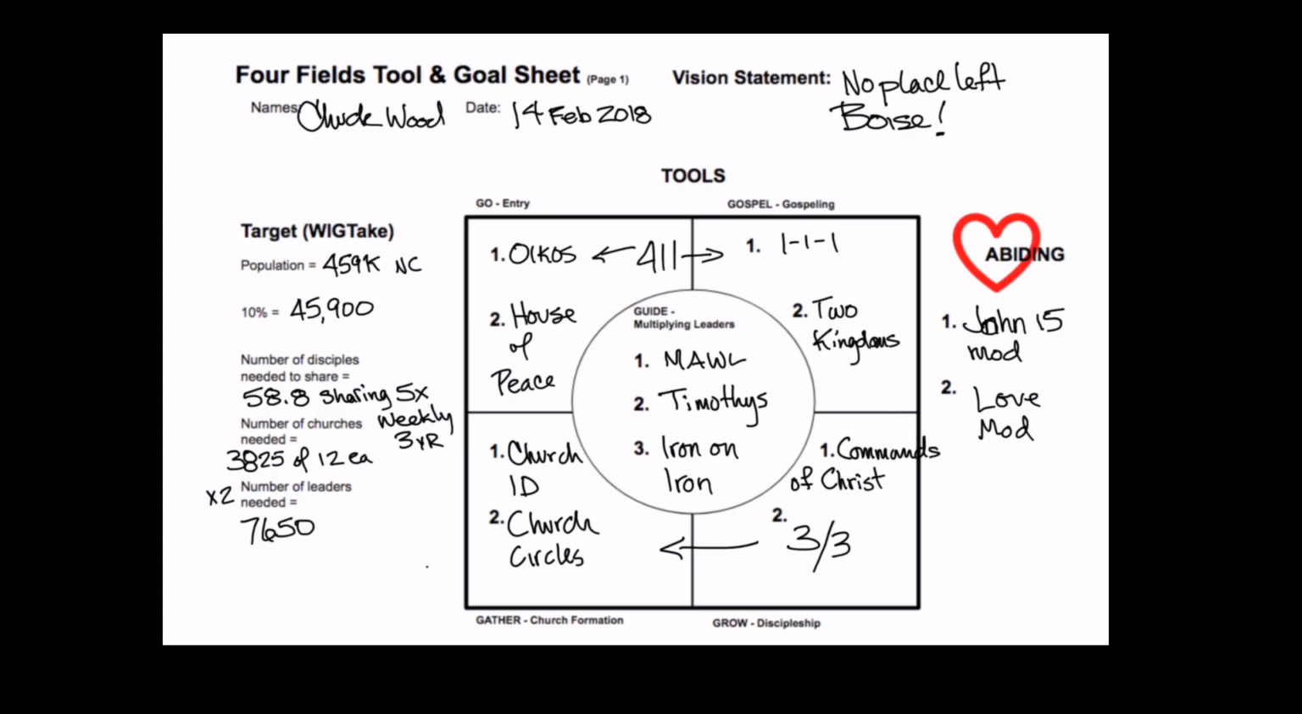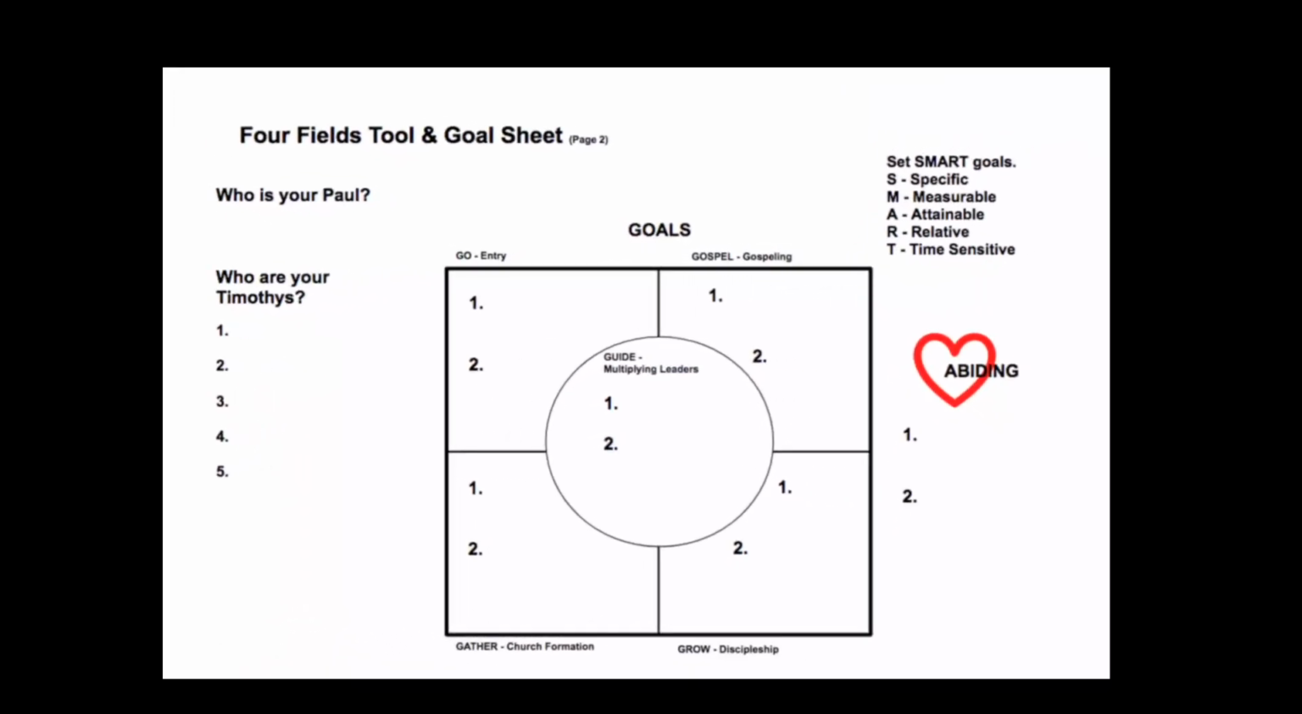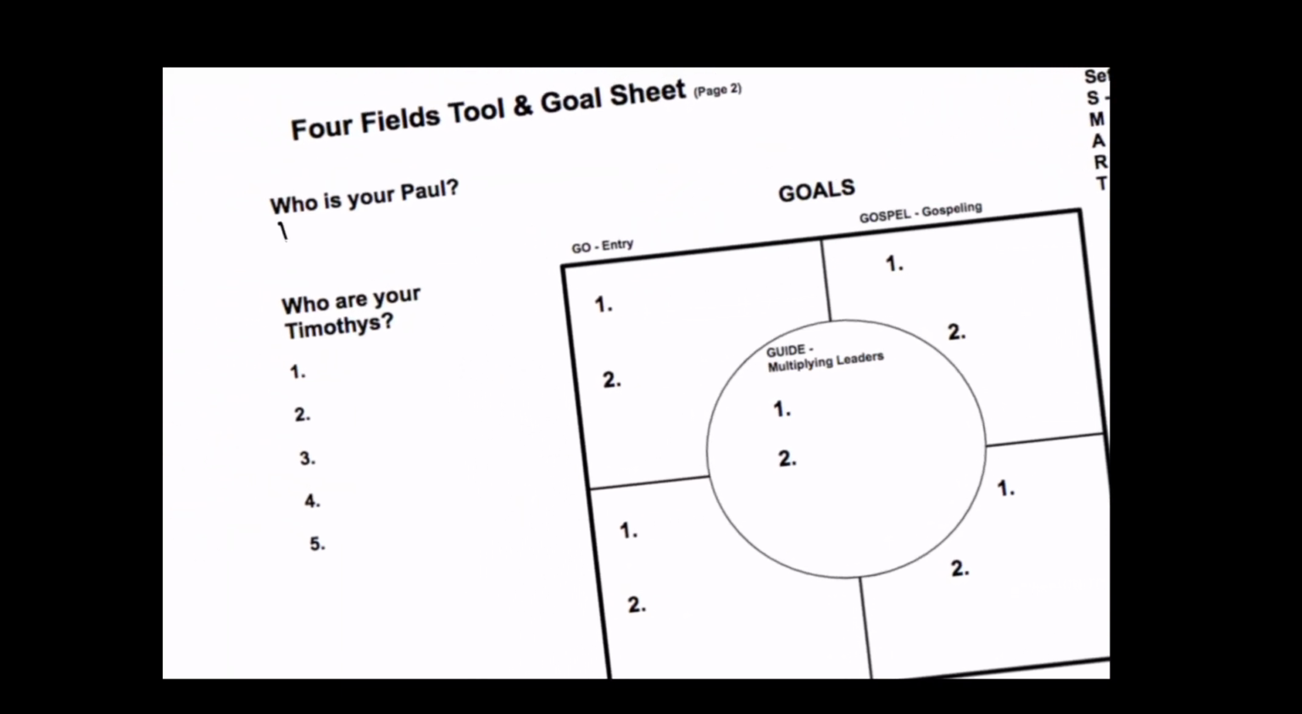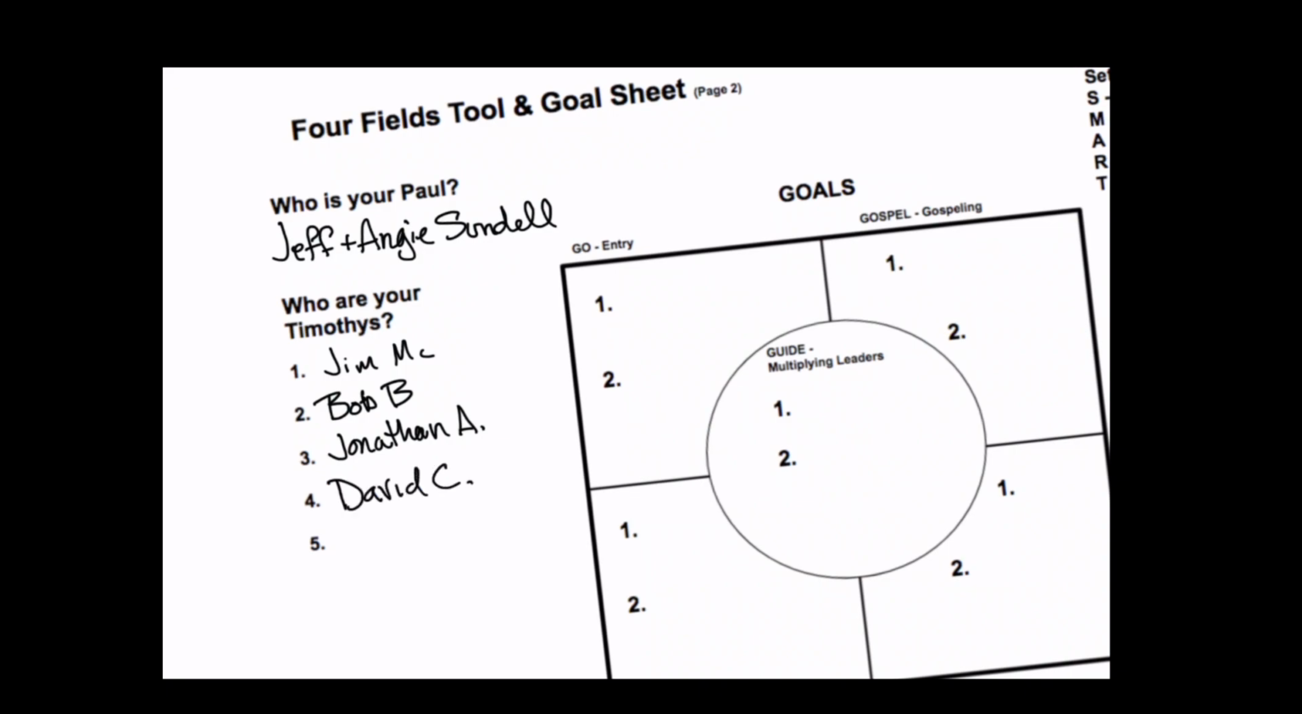Now we're going to flip the page over and we're going to fill in some goals. Okay, so on the back side of this, we're going to ask a couple of questions. Who is your Paul? For Deb and I, it's Jeff and Angie Sundell. So just write your Paul down there. Now, you may have many mentors, but who is your primary mentor? That's who you want to put in there. And then, who are your Timothys? So my Timothys are Jim and Bob, Jonathan, David, and BC.